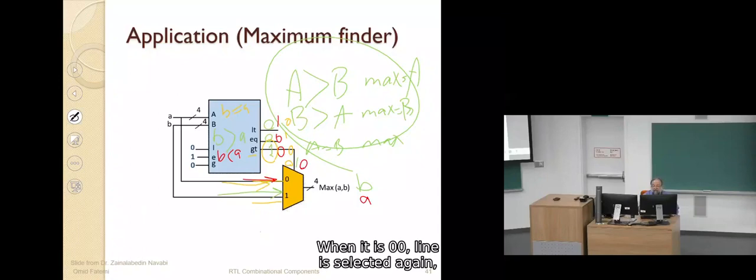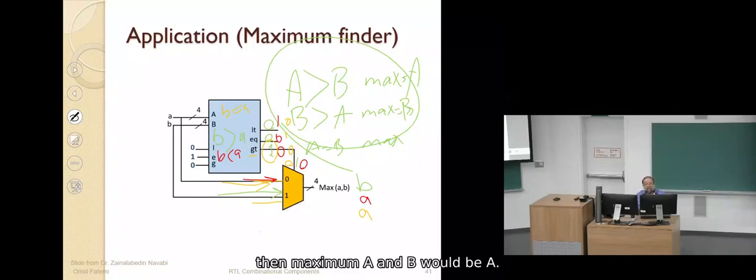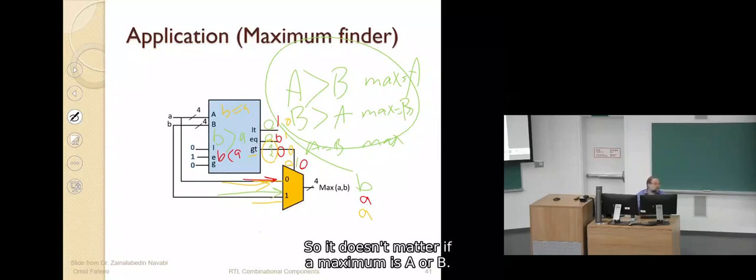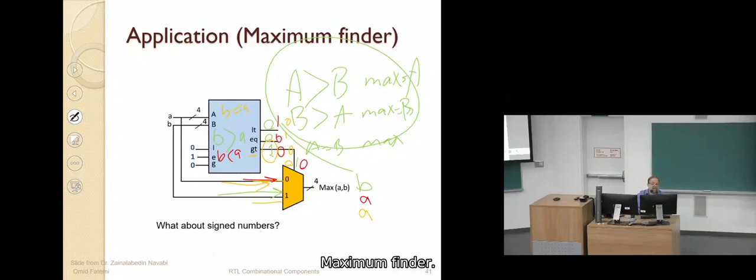So with this circuit, if A is greater or equal to B, then maximum is A. If A is less than B, then B is the maximum. Actually, when A and B are equal, it doesn't matter if the maximum is A or B, but here in this circuit, we are putting A as the output. Okay? Very simple application. Maximum finder. Now, what if we have signed numbers?